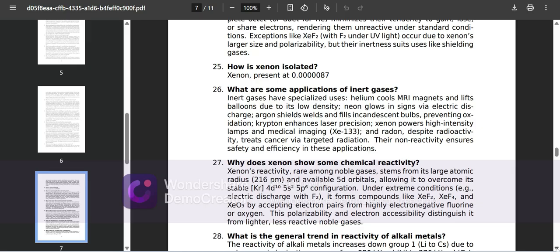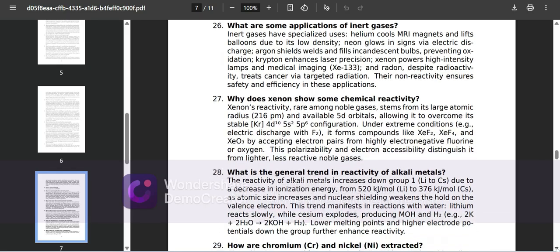Krypton enhances laser precision. Xenon powers high-intensity lamps and medical imaging. Xenon-133 and radon, discovered through radioactivity, treat cancer via targeted radiation. Their non-reactivity ensures safety and efficiency in these applications.